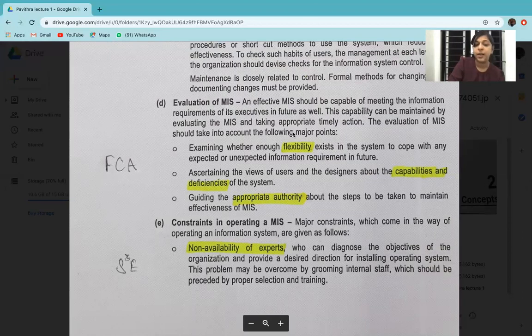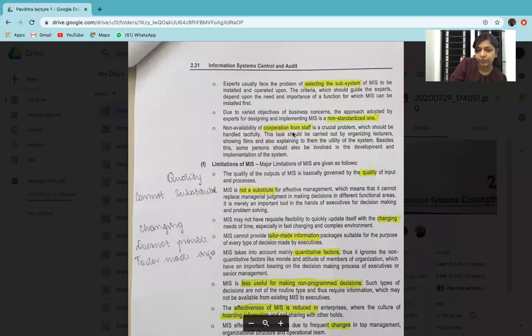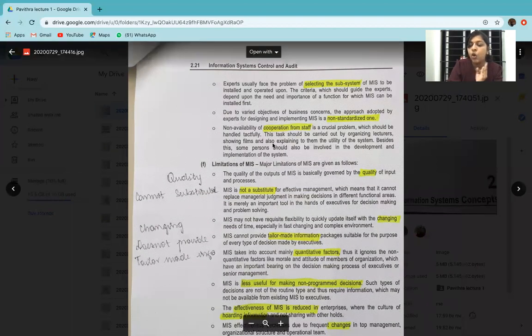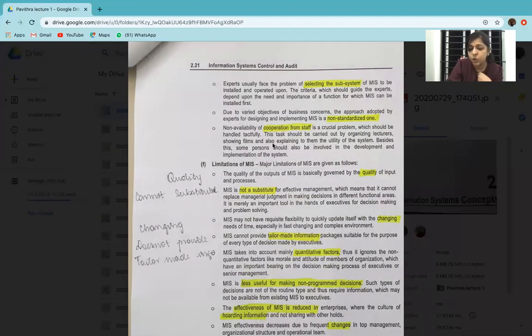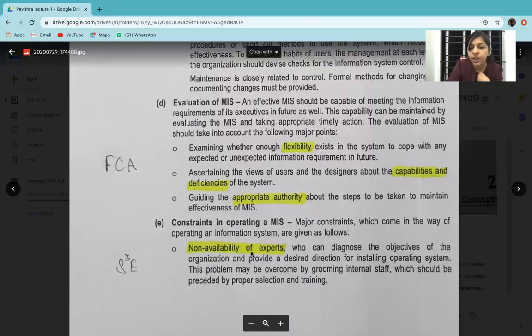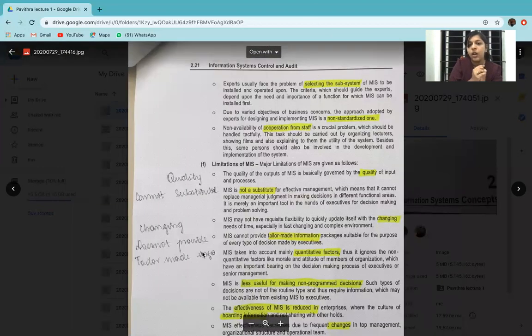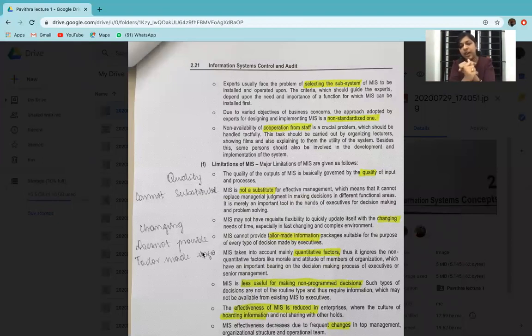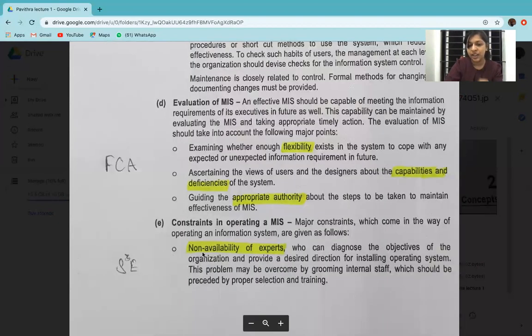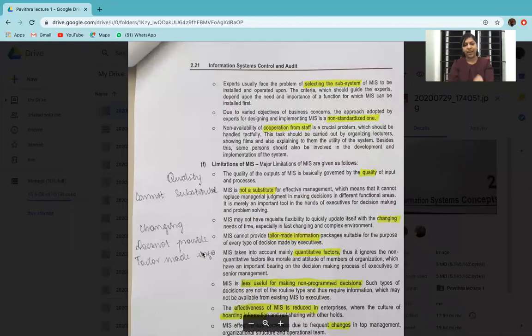So shall we see that? Triple S and 1E. What is that? It is not in a standardized form. Selecting the subsystem, staff doesn't cooperate, and then non-availability of experts. So: not standardized, selection of subsystem, staff doesn't cooperate, expert is not available. These are the constraints in operating an MIS.